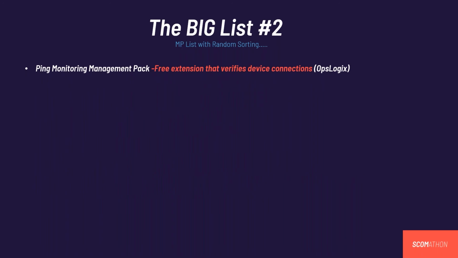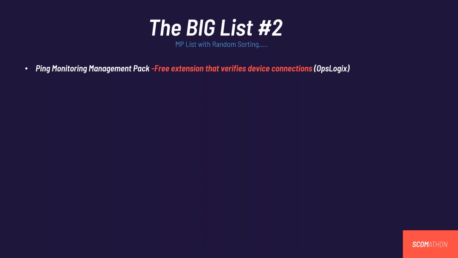Thank you, Bruce. So the next one is the Ping Monitoring Management Pack by OpsLogix. Great solution for checking the availability of your systems. It monitors their presence on the network, like the name suggests. It's the Ping Monitoring Management Pack, and it's really helpful if you need basic up and down status monitoring. This is the stuff you can use.